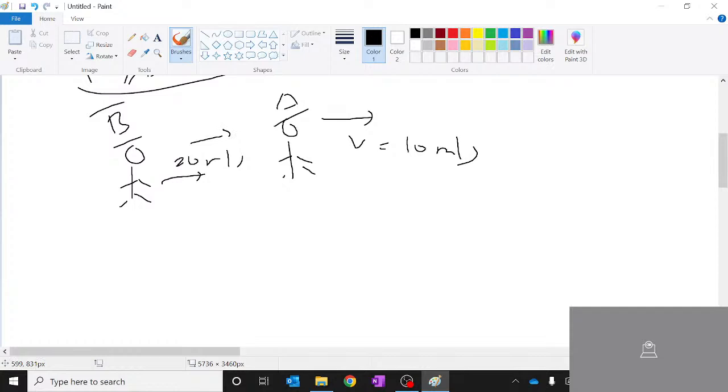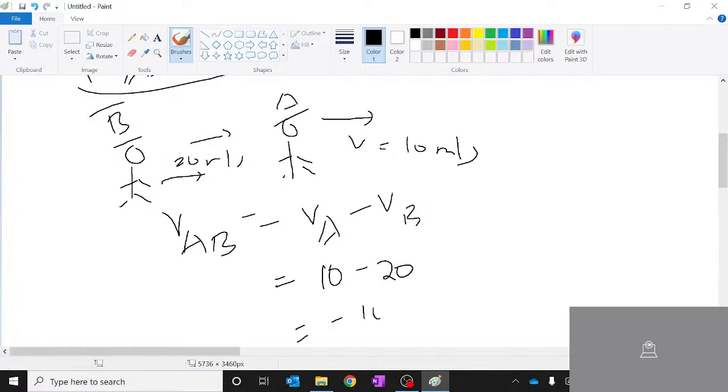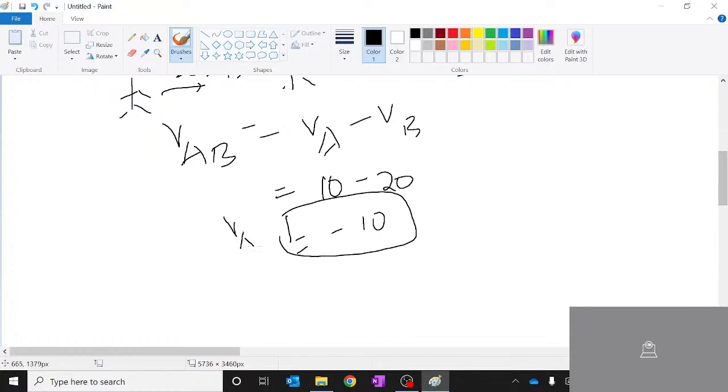So what happens? B is the observer. So velocity of A with respect to B is nothing but velocity of A minus velocity of B. As simple as that. Velocity of A with respect to ground is 10 minus velocity of B with respect to ground, which is 20. Correct? That means it is minus 10. So my relative velocity of A with respect to B is nothing but minus 10.